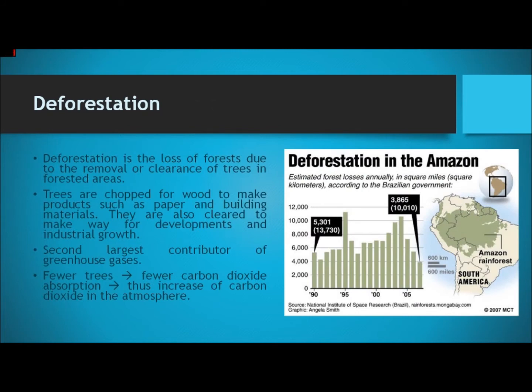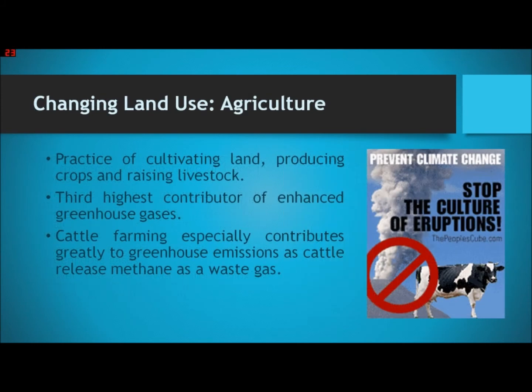The second factor that we will be touching on is deforestation. Deforestation is the loss of forests due to the removal or clearance of trees in forested areas. Trees are chopped for wood to make products such as paper and building materials. They are also cleared to make way for developments and industrial growth. It is considered to be the second largest contributor of greenhouse gases. This is because when there are fewer trees, there will be less carbon dioxide absorption from transpiration, thus increasing carbon dioxide in the atmosphere.